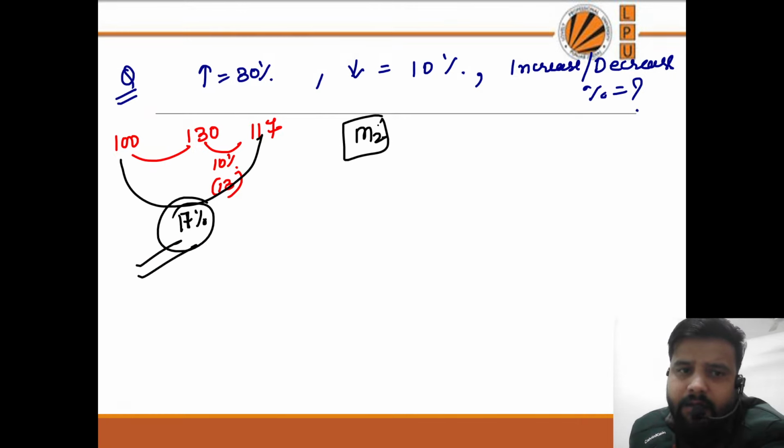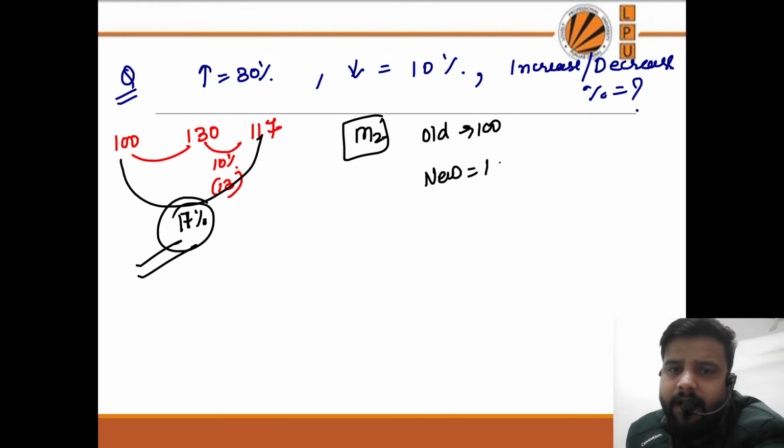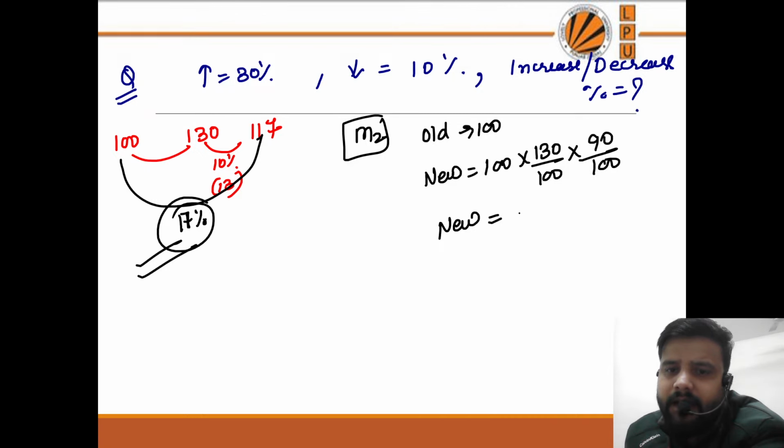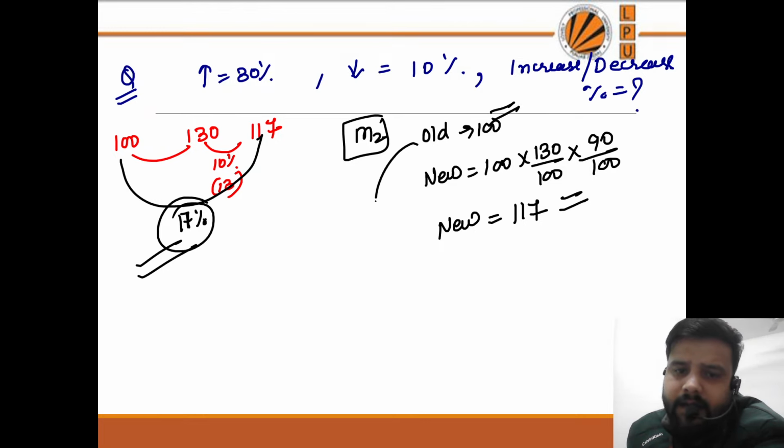Let's do it with method 2. Method 2 says just add or subtract these percentages from 100 and calculate the new value directly. So from old value, let's say old is 100. For new value, what will I write? 100 multiplied by 130 by 100 because it's an increase, and 90 by 100 because the second is a decrease. So the new value from here would be how much? 117. So from 100 you raise till 117. So there is a clear increase of 17% with this method also.